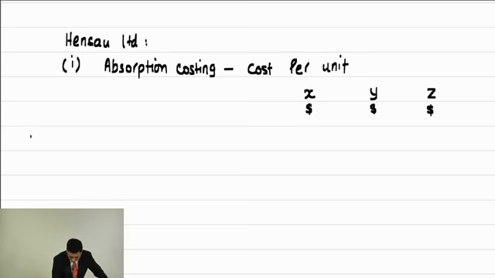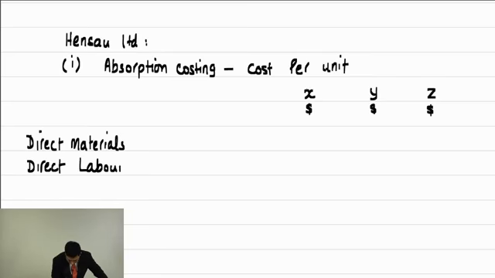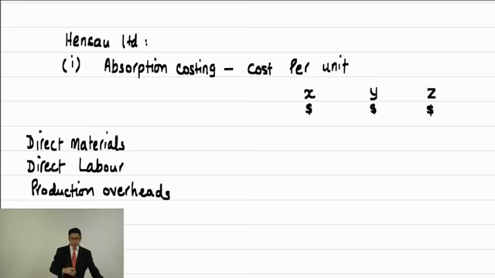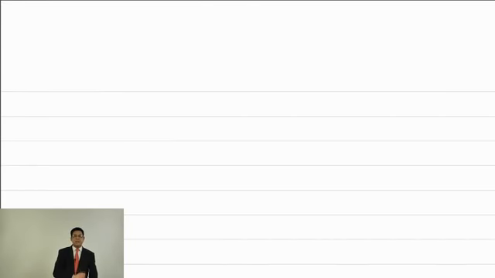Now there are 3 cost elements. 1 is direct materials, second is direct labor, and third is production overheads. Okay, production overheads. Now here is the activity based costing, requirement 2. So this is the answer plan for the activity based costing.